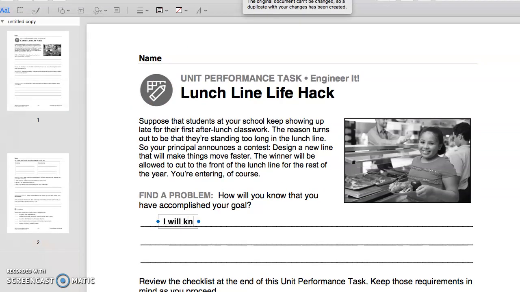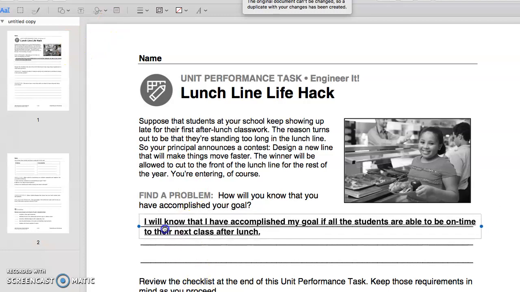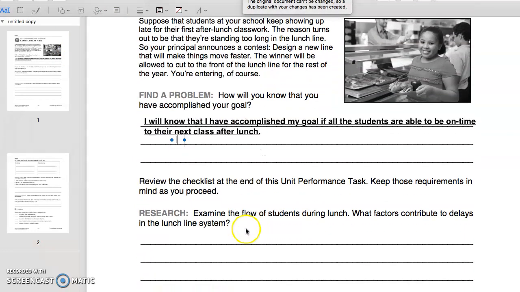I will know that I have accomplished my goal if all the students are able to get to their next class after lunch on time. Right? Because the problem is all these kids are waiting so long in the lunch line, they don't have time to eat their lunch, then they're late to class.